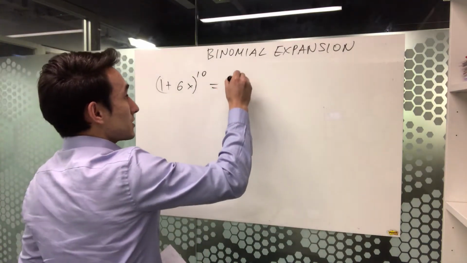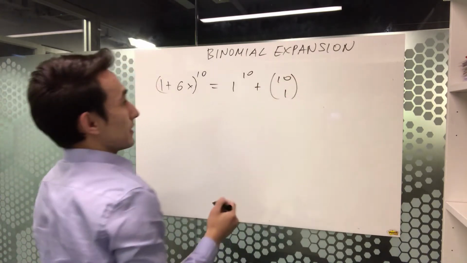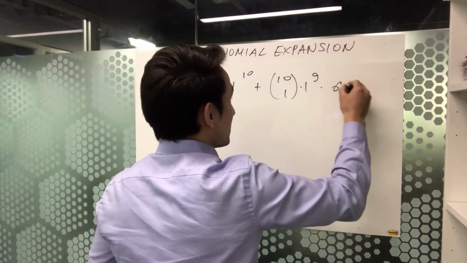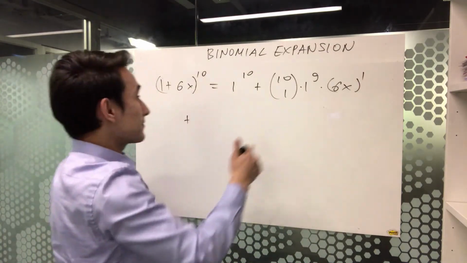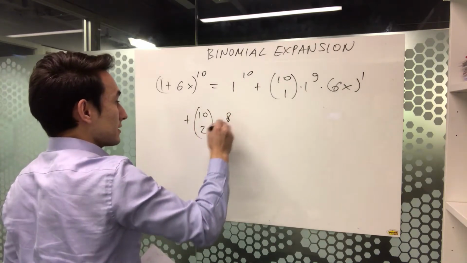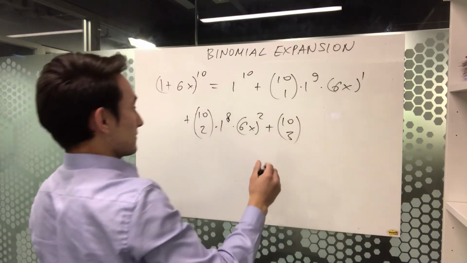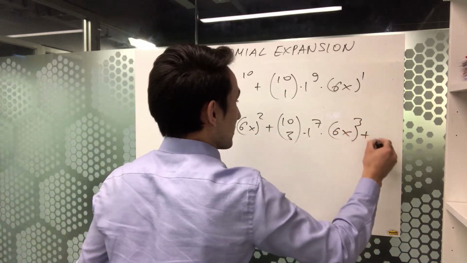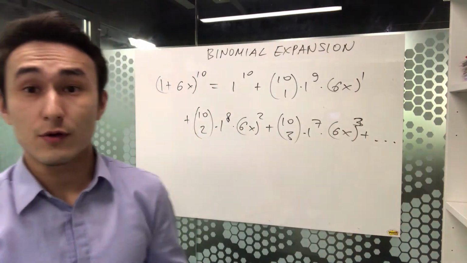The first term is 1 to the power of 10, okay, plus 10 choose 1, and then it will be 1 to the power of 9 times 6x to the power of 1, plus, that was the first term, second term, the third term is 10 choose 2, then 1 to the power of 8, 6x to the power of 2, plus 10 choose 3, 1 to the power of 7, right, and then (6x) cubed, and then plus dot dot dot. There are lots more terms, but we only need the first 4 terms.